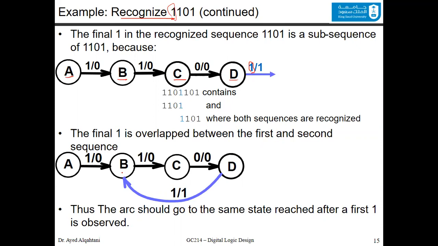We know that B means that you already have a 1 in the sequence. And this is why we remove this arc and we redraw it this way. And we write down the same input and output combination. Thus, the arc should go to the same state reached after a first one is observed in the sequence.